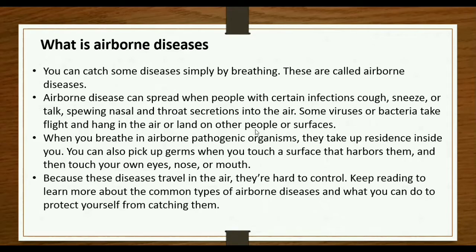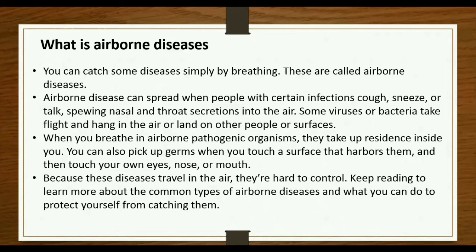Some viruses or bacteria take flight and hang in the air, or land on other people or surfaces. Airborne pathogenic organisms take up residence inside you when we breathe, as aerosol particles and dust particles come in contact with our body. You can also pick up the germs when you touch a surface that harbors them and then touch your own eyes, nose or mouth.